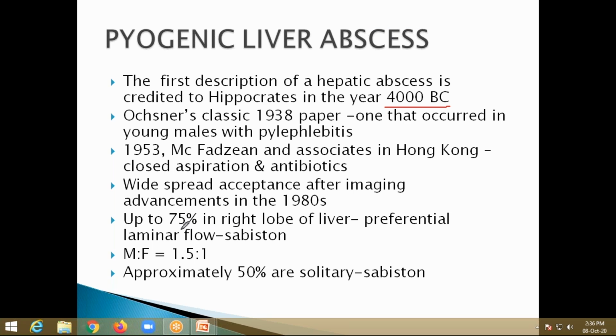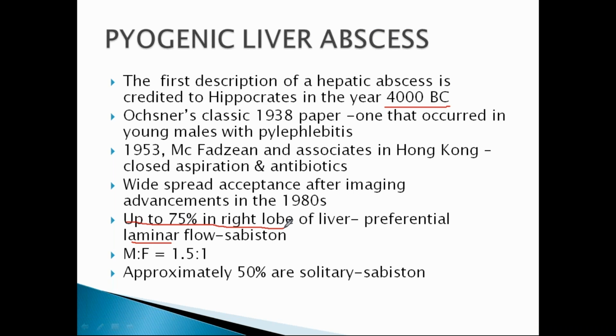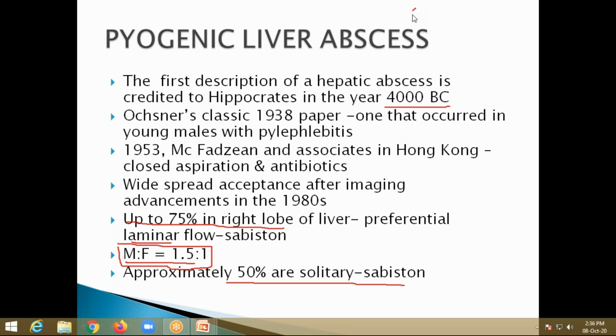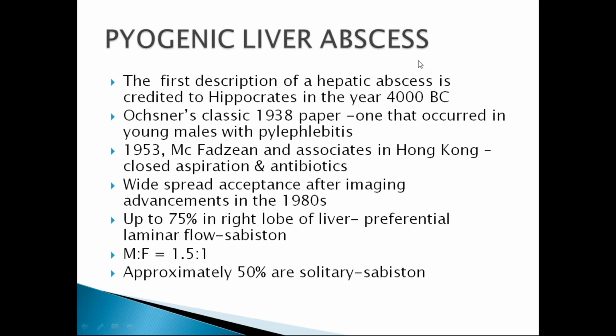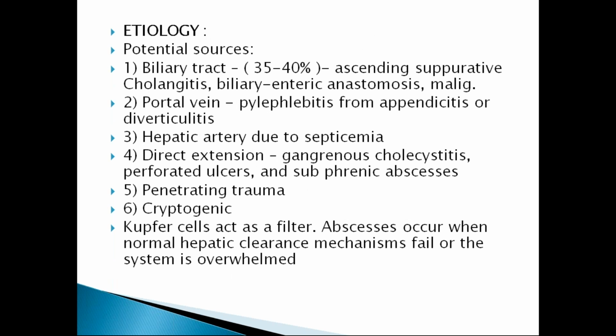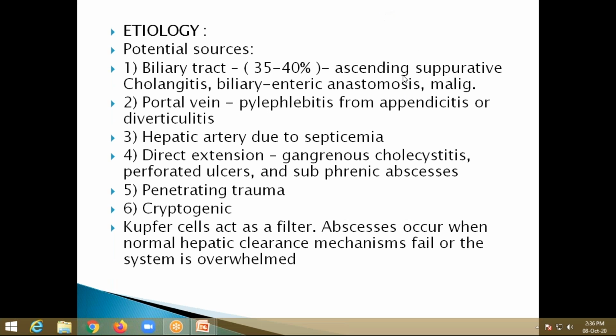Again, there is laminar flow, up to 75% in the right lobe. The male to female ratio is almost the same, 1.5:1. About 50% are solitary. It almost parallels the amoebic liver abscess. Only the causative organisms are different. The biliary tree organisms are the ones which cause this disease. They are of the Enterobacteriaceae family. Majority are from ascending suppurative cholangitis.